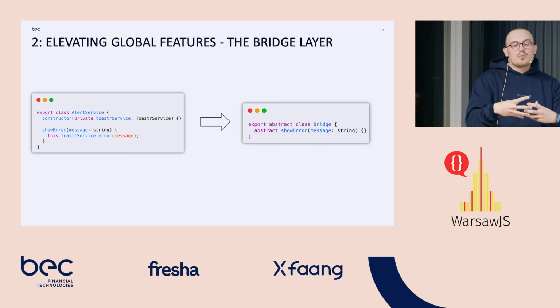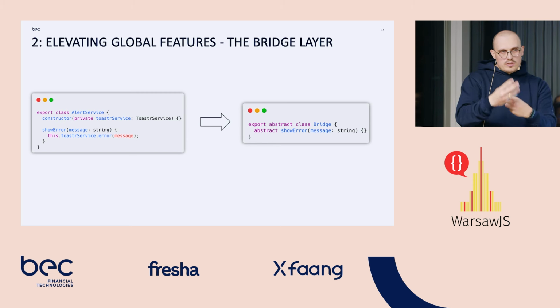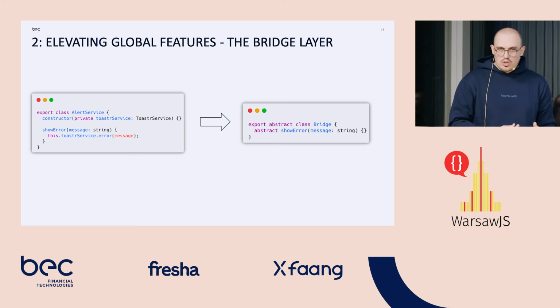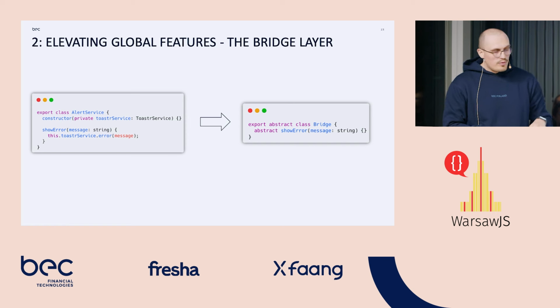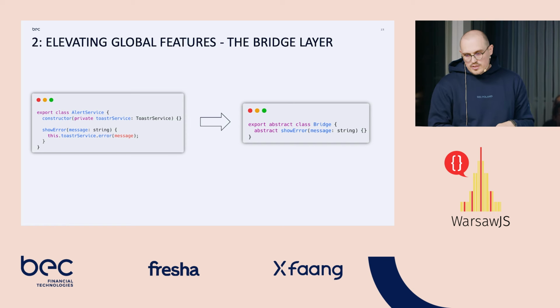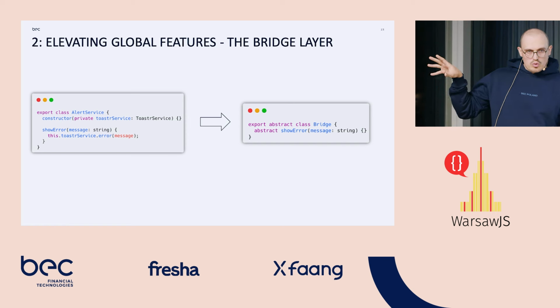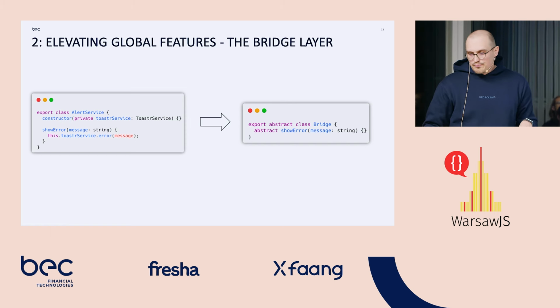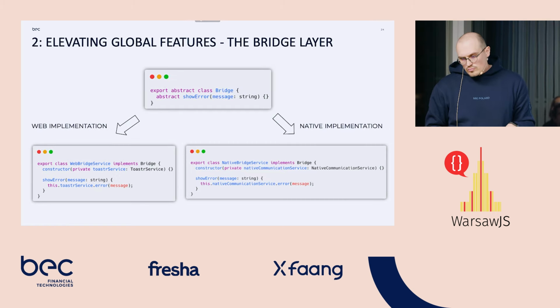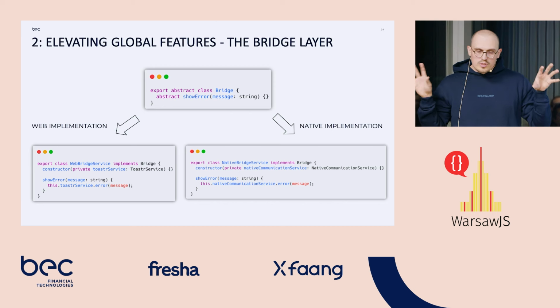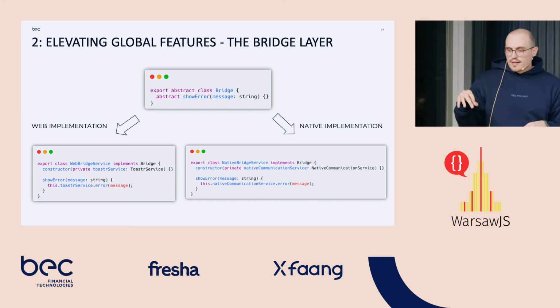The next step was looking at our features and finding the features that we want to elevate to bring this native feeling to the users. For example, here we have the alert service, which we rewrote from a web-specific implementation to an abstract layer. Having that, we could have two different implementations, one for web and a second for native.